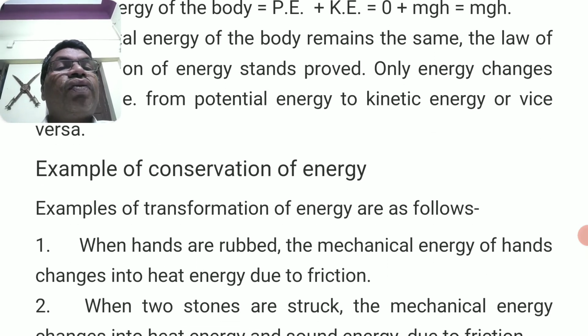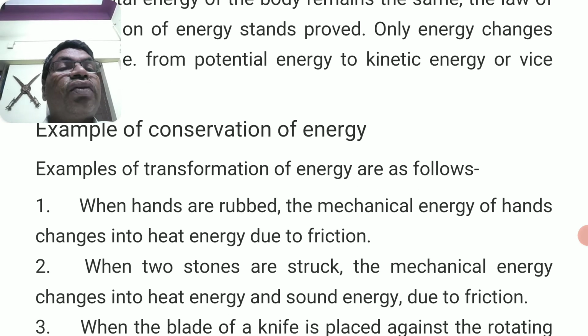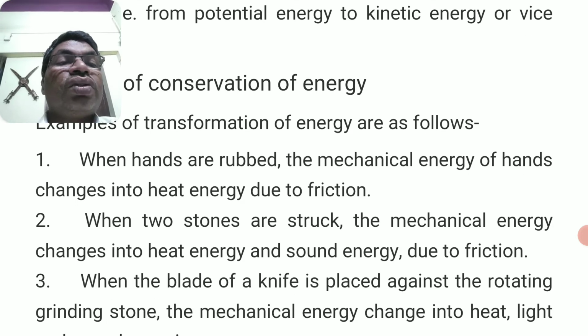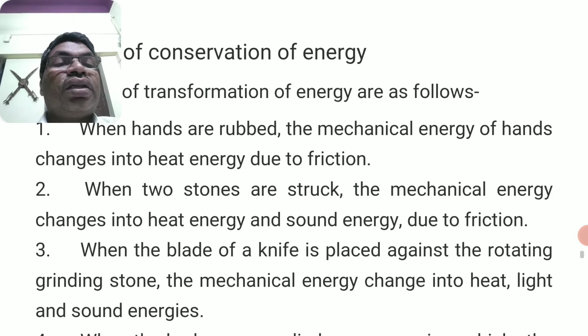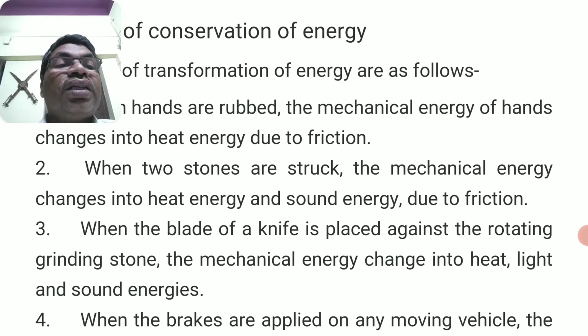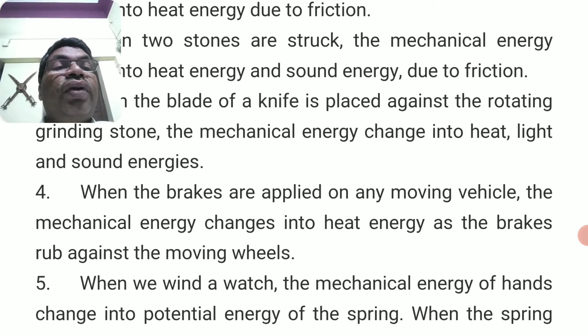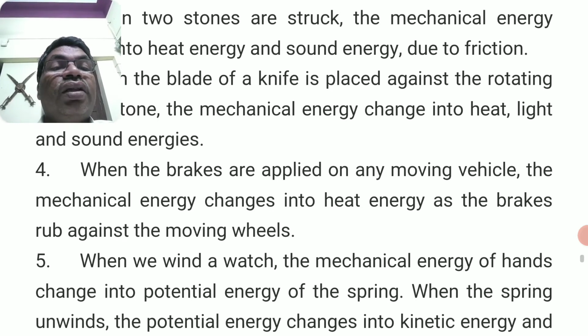What are the examples of conservation of energy? Examples of transformation of energy are as follows. When hands are rubbed, the mechanical energy of the hands changes into heat energy due to friction. When two stones are struck, the mechanical energy changes into heat energy and sound energy due to friction. When the blade of a knife is placed against a rotating grinding stone, the mechanical energy changes into heat, light and sound energies. When the brakes are applied on any moving vehicle, the mechanical energy changes into heat energy as the brakes rub against the moving wheels.